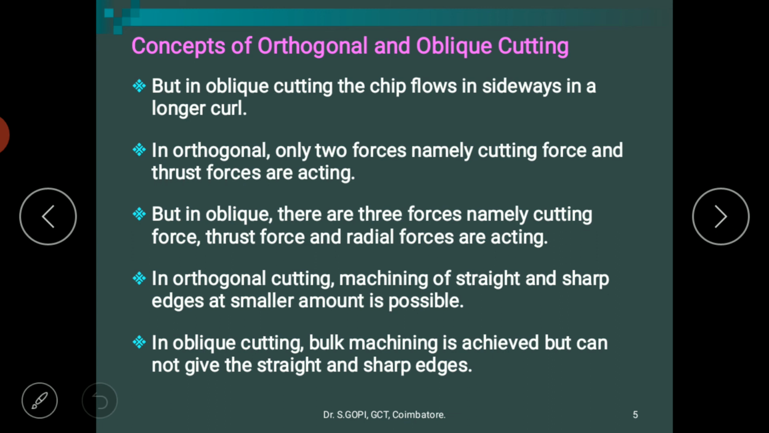These are all the pros and cons and the distinction between orthogonal and oblique cutting.